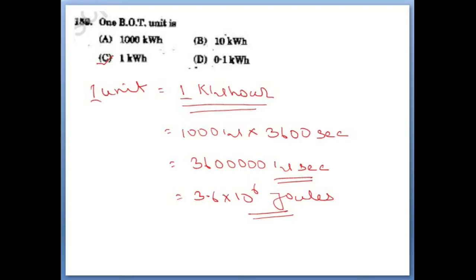We'll take the next question. Here, 3 microfarad capacitors are in series, and a 6 microfarad capacitor is in parallel with the series arrangement. Three capacitors like this are connected in series, and one 6 microfarad is connected in parallel with this arrangement. This is 3, this is 3, this is 3, this is 6.